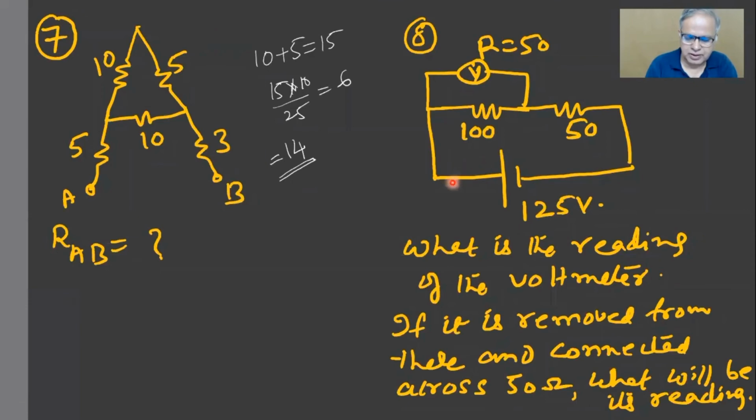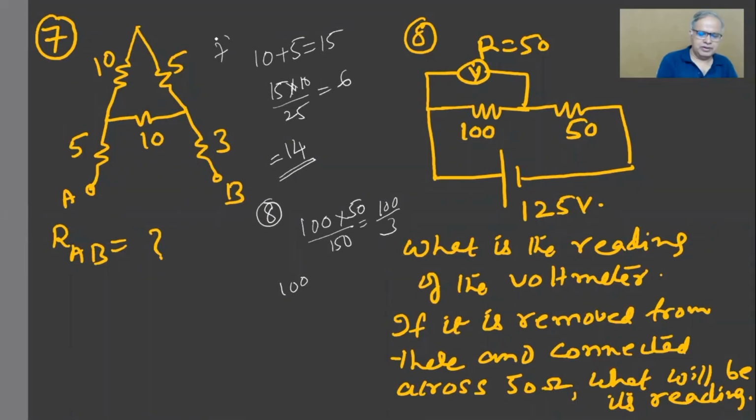So if you think current is coming out like this, it is dividing into these two and joining once again and going like this. So aren't these two in parallel first? Yes, sir. Should we not reduce them to a single resistance? So how much is that? 100 into 50 by 150, 100 by 3. That is in series with 50. So 100 by 3, this is solution for 8, this is solution for 7.